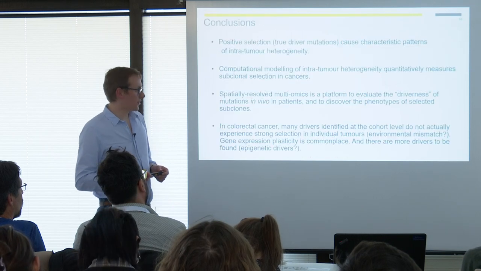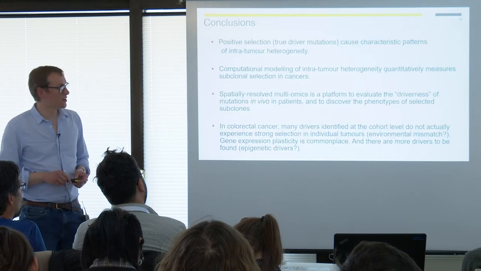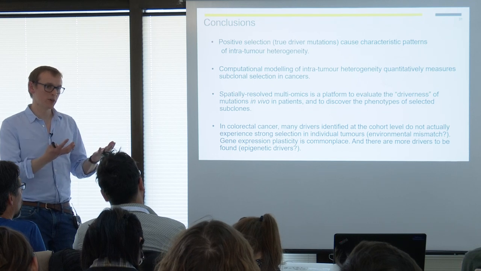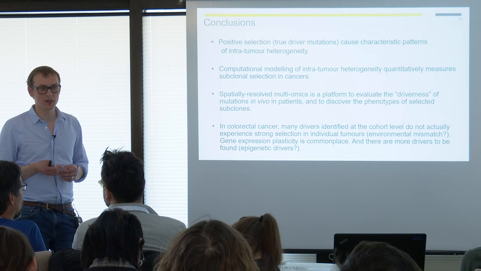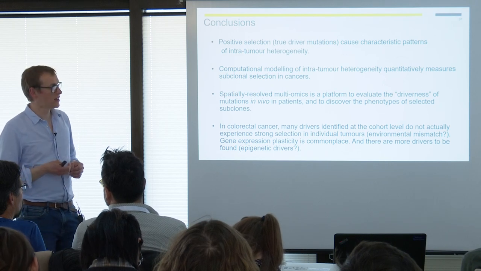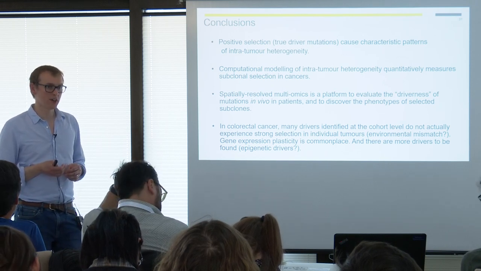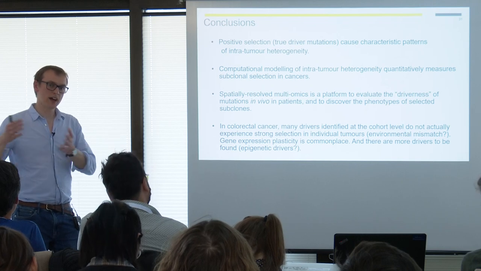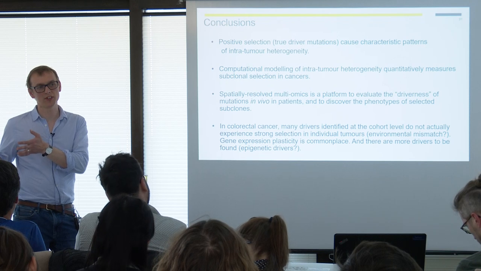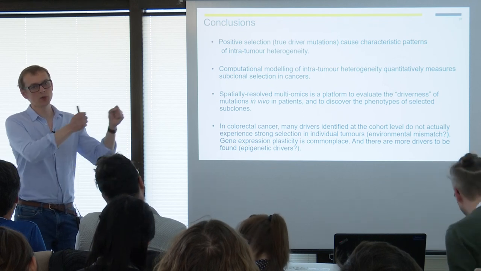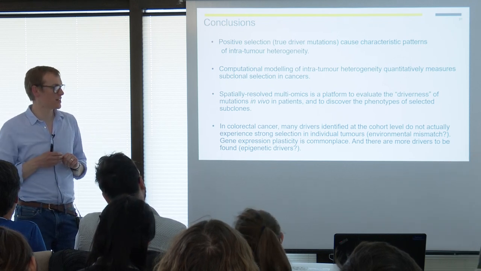All right, so I'll stop there. I've shown you can use mathematical models to predict what tumour sequencing data, particularly the pattern of tumour heterogeneity, should look like under different evolutionary scenarios. And you can use that expectation to evaluate whether or not a mutation is likely to really be a driver in that individual cancer, because if it was a driver, it would cause a characteristic pattern of tumour heterogeneity.